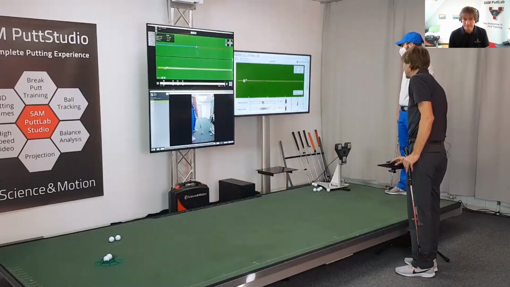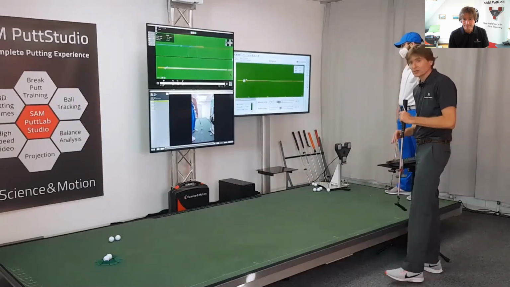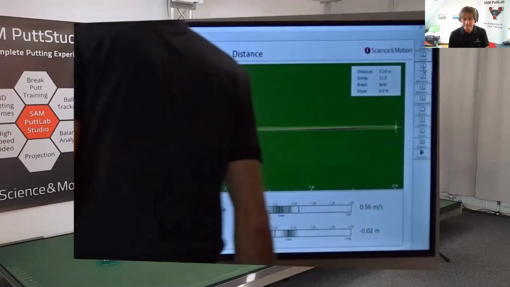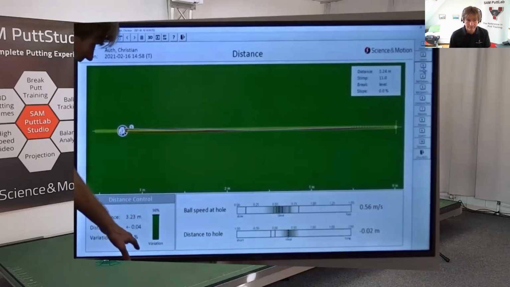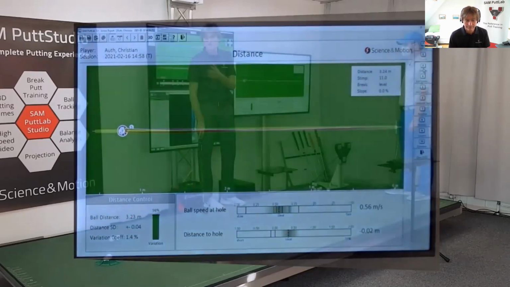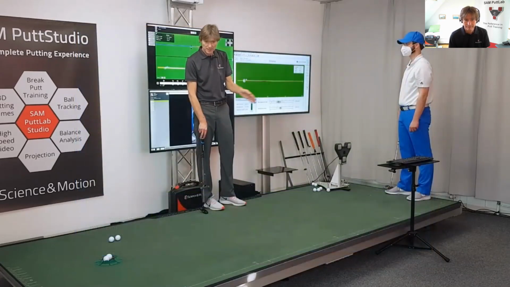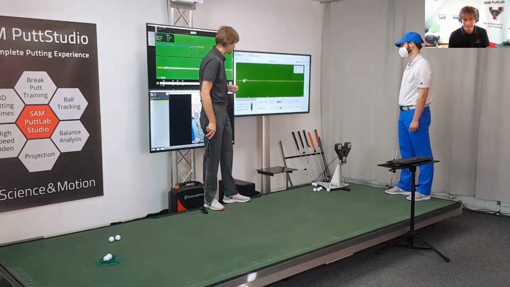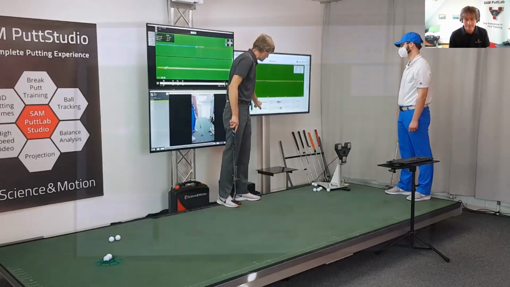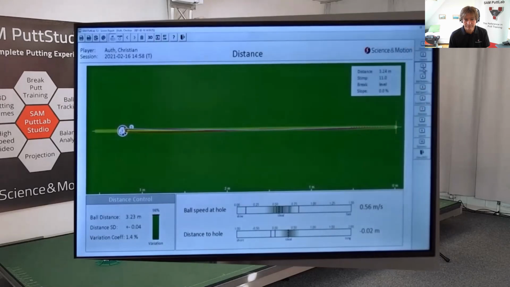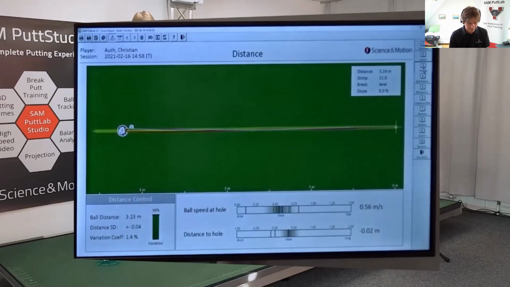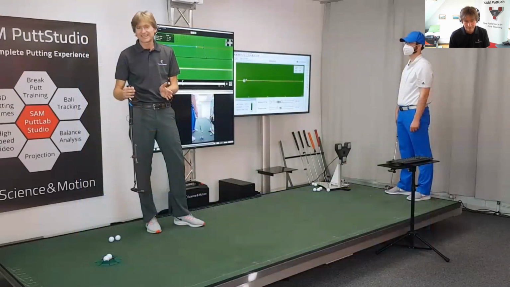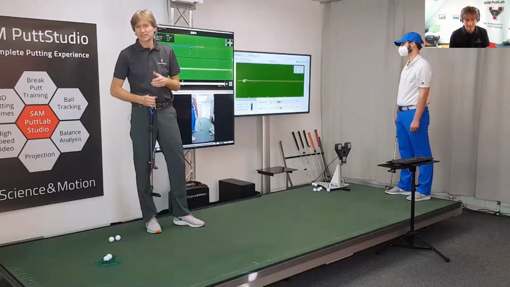most of these putts. And then we look at distance control, and we see different data for distance control, which is average ball distance, which is distance variability. We said it's 1.4% only distance variability, so he was able to really get the same speed for all these putts. We can also look at ball speed at the hole, which is not really foot by speed, which is more the speed the ball has at the edge of the hole, which would then determine the probability of the ball going into the hole or not.